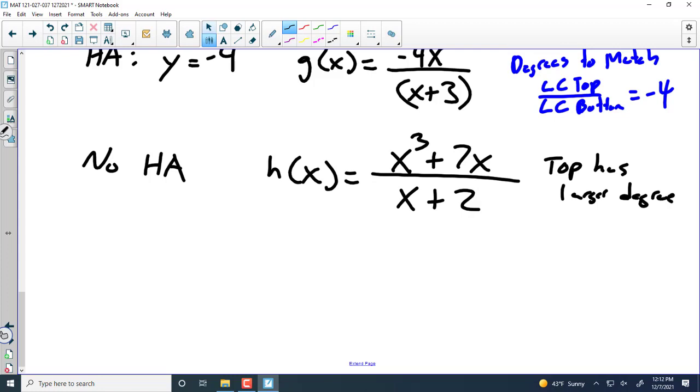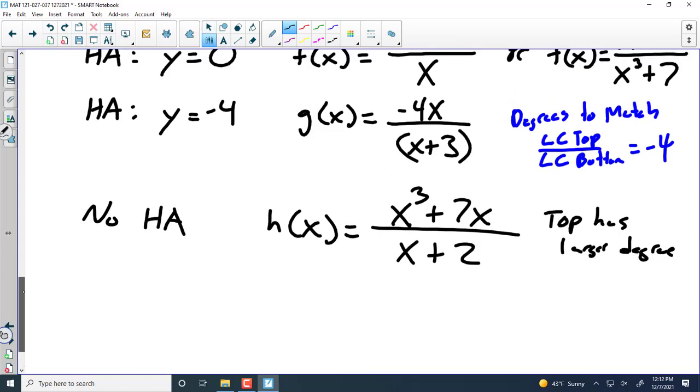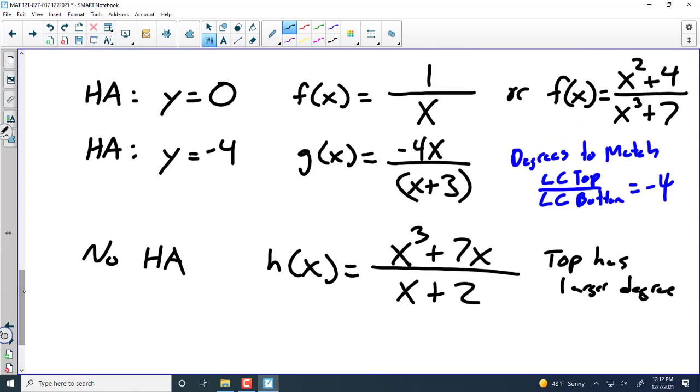So these problems were just to get you thinking about how those horizontal asymptotes and vertical asymptotes work. Because if you can write an equation that has a horizontal asymptote that I specify, then you can definitely look at an equation on the test and tell me what its horizontal asymptote is. I think it's harder to go this way.